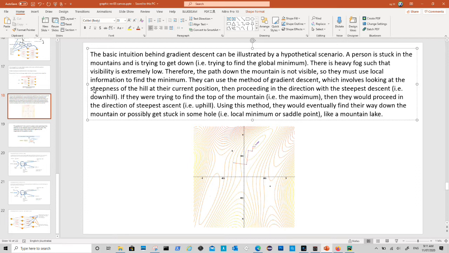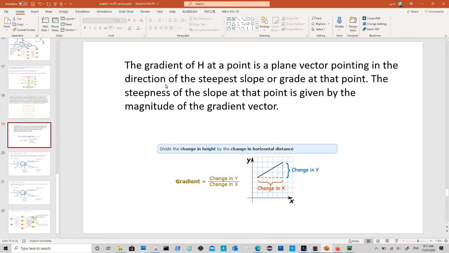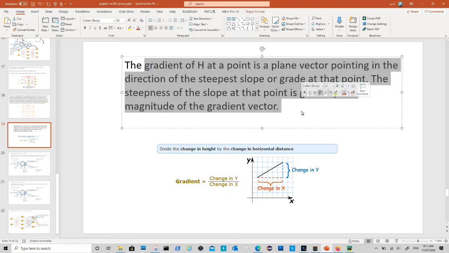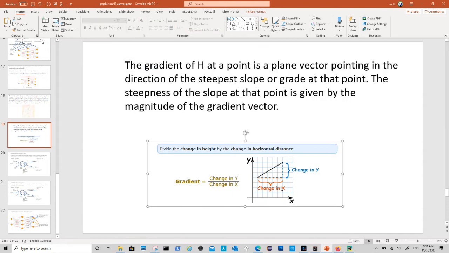If they were trying to find the top of the mountain, then they would proceed in the direction of steepest ascent. Using this method, they would eventually find their way down the mountain or possibly get stuck in some hole, like a mountain lake. The gradient of h at a point is a plane vector pointing in the direction of the steepest slope or grade at that point. The steepness of the slope at that point is given by the magnitude of the gradient vector.